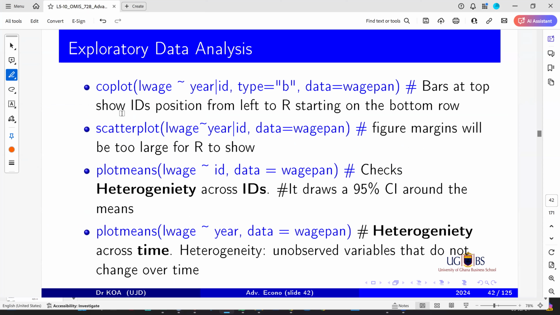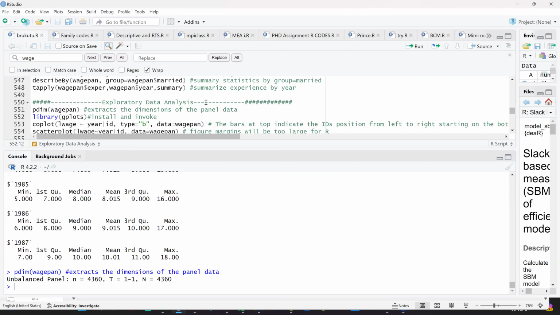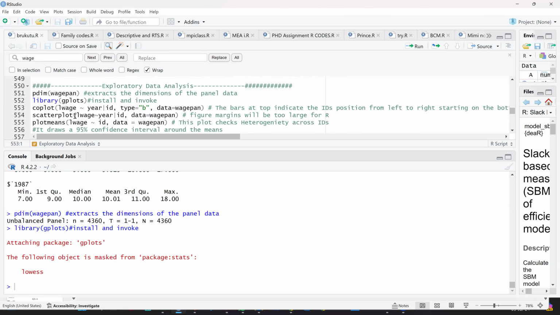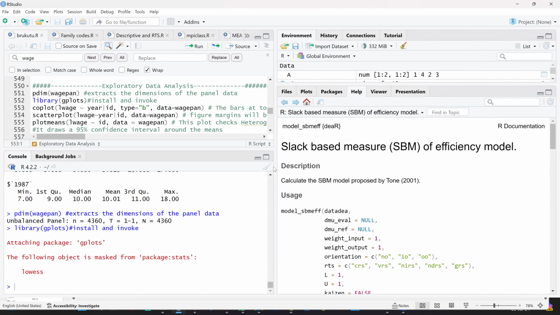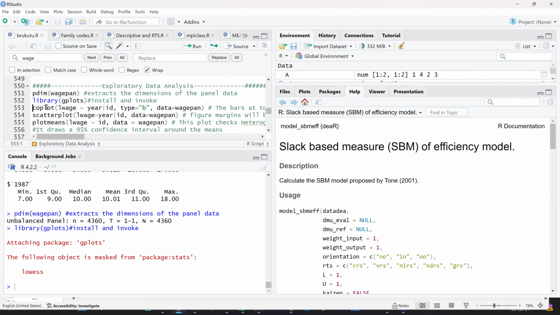The most important thing here is exploratory data analysis. It's always good to get a feel of the data, explore a bit of the structure of the data. So we're going to do something called coplot. And by the way, sometimes the results will not show because it's so long. So we use a package called library ggplot. It's supposed to be a graph. So I have to first of all give it a chance to show.